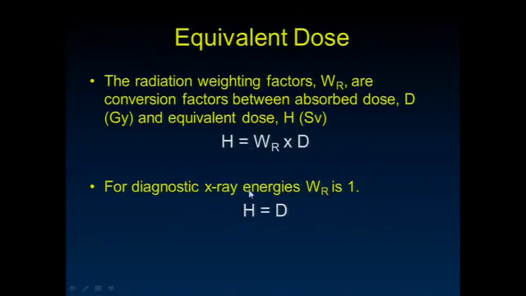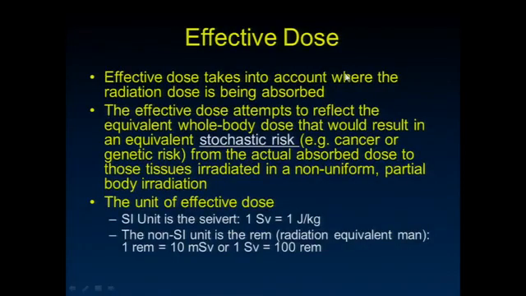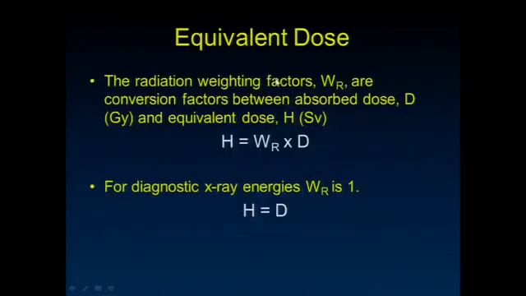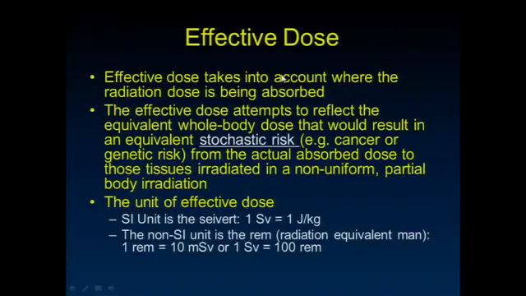So for us, for diagnostic X-ray energies, that weighting factor is a 1, so that really becomes a little bit of a non-issue. So now we've accounted for the type of radiation that's depositing within the tissues. And the next thing we want to do is really account for the different types of tissues that end up being irradiated. And that's what we do by extending that notion of equivalent dose to effective dose.